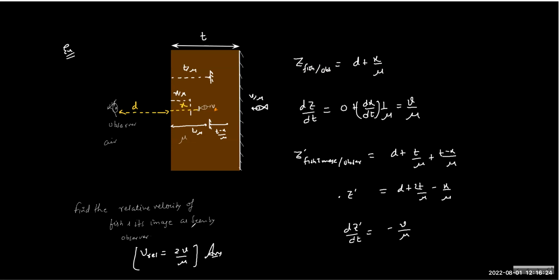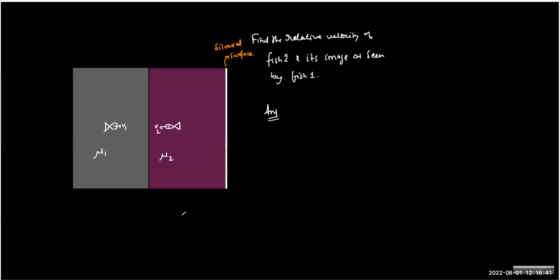Sir, if we know the V relative, then we can directly find the relation between the observer and this velocity. Pardon? If we already know the V relative for the fish and the image, then we can directly find it. Correct. So relative velocity, mu one will also come into the picture, right? Yes, mu also, because we are finding the fish and its image.